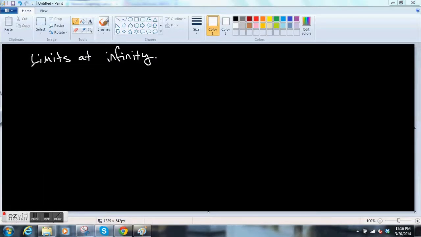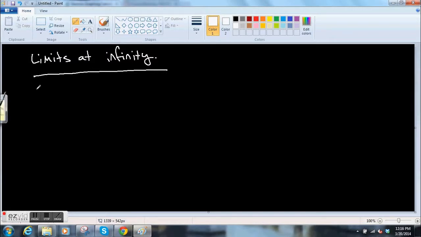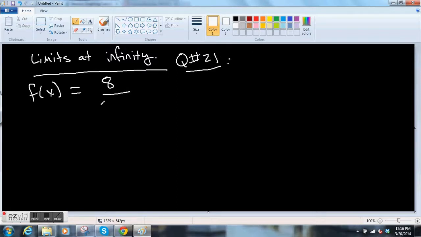The next topic covered in this section is limits at infinity. It's essentially similar to what we were looking at with limits at a point. So what does a function do as x goes to either positive infinity or negative infinity? Let's look at question number 21 to illustrate some of the topics that come up with limits at infinity. We have 8 over x plus 2.